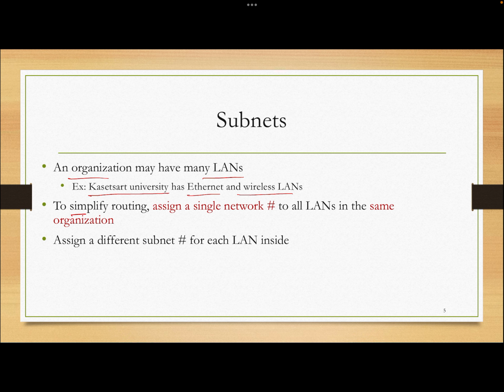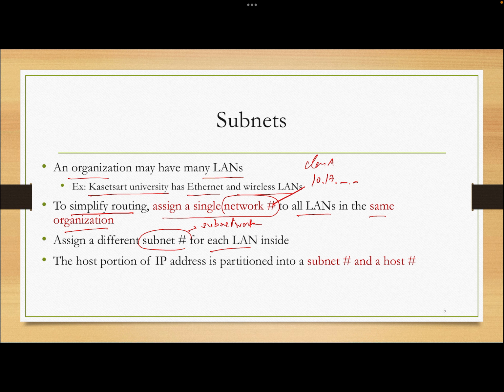To simplify the routing, we assign a single network number, which is 10.17. As I showed you before, this is dotted decimal, class A, assigned to all the LANs inside the same organization. And then we use a different subnet number for each LAN. So we use subnetworks, like a subnetwork inside of the big network of Kasetsart. So the host portion is partitioned into subnet number and host number.